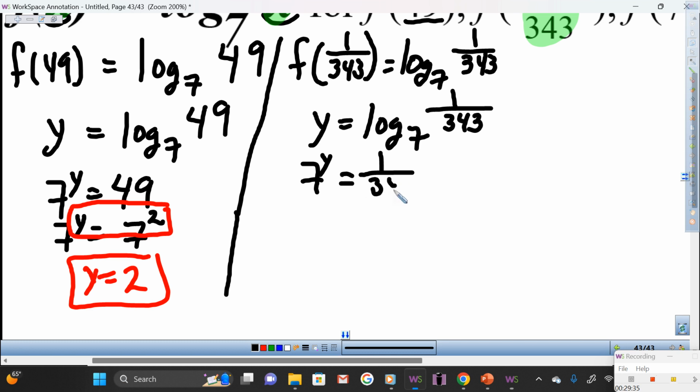$343. Okay. So far so good. Next, we need to have the same base. So 7 to the y equals 1 over what? Tell your neighbor before Jaden gives us the next thing to write. Jaden, denominator, 7 to the what?